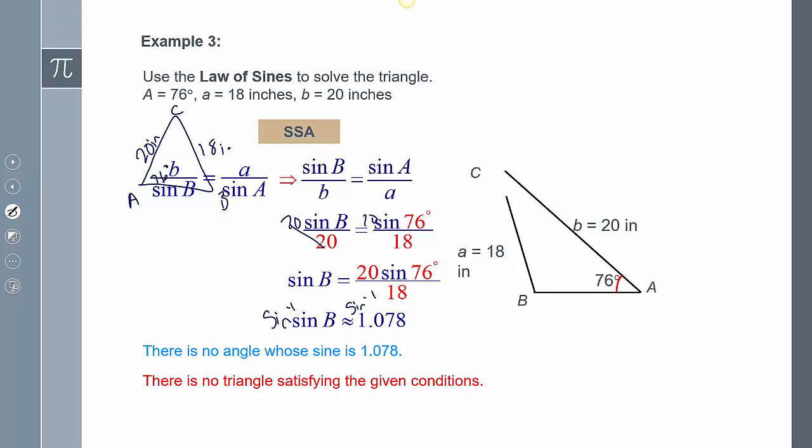So this is the reason why we called side-side angle the ambiguous case, is because there is a chance in which our triangle isn't even actually a triangle. Okay? So just be aware of that. When it's side-side angle, we call that the ambiguous case because there is a chance that it's not even an actual triangle.